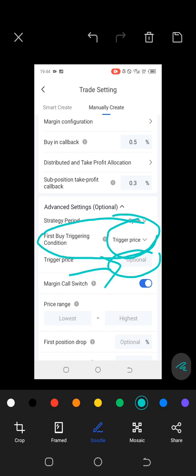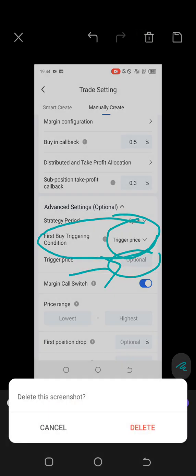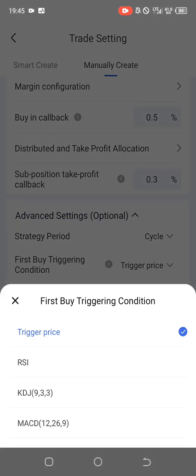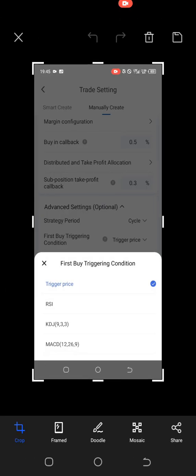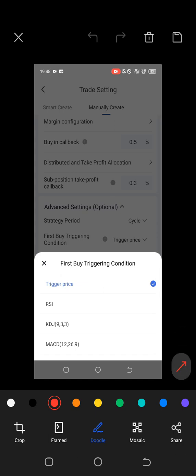Now if you don't want to put a price there but you want to use conditions like this, we have the RSI, relative strength index. We've been learning about them, we'll still be teaching more. And then we have the KDJ, and then we have the MACD. Okay, so these are the conditions. After you have learned about them, you can choose which one you want to use. You can also use all three on three different assets.